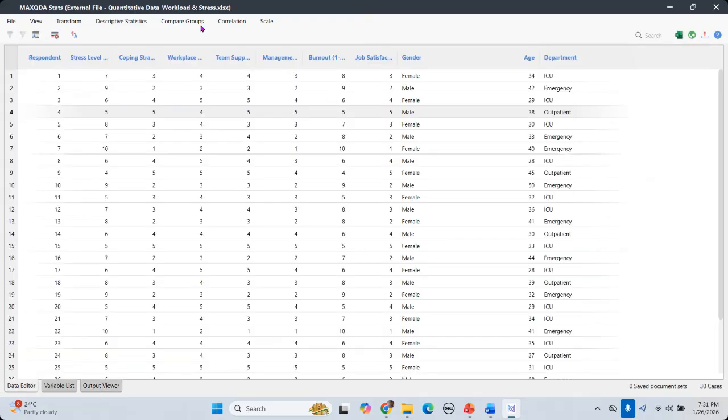Next window, we have the output viewer. Whenever we perform any kind of statistical test, we are going to see results in this particular window. So we'll come to this particular window after some period of time. Please come to the data editor now.